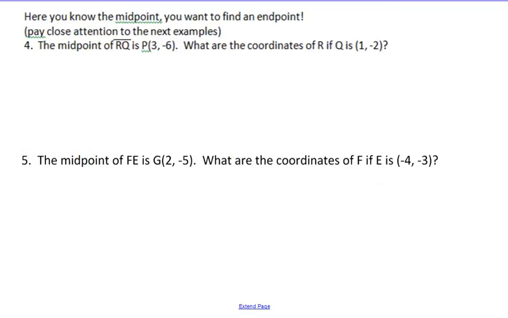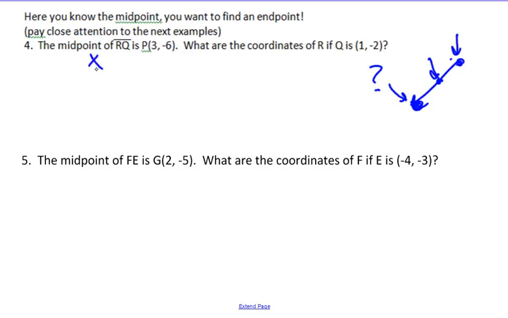Alright, I've got 2 more. So for 4 and 5, it says you know the midpoint and you want to find one of the endpoints. So to visualize it, if we have this segment right here, we know that the midpoint's here. We know this endpoint, but we do not know the other endpoint, so we have to figure it out. Now, there's a couple ways to do it, and I find that the best way is just to stick with the formula. So if we're dealing with the x value, think about it. For number 4, the midpoint is 3 and negative 6, so the x has to be 3.